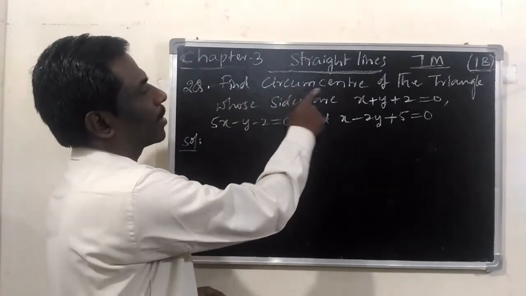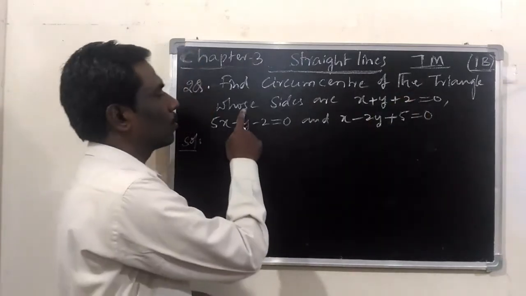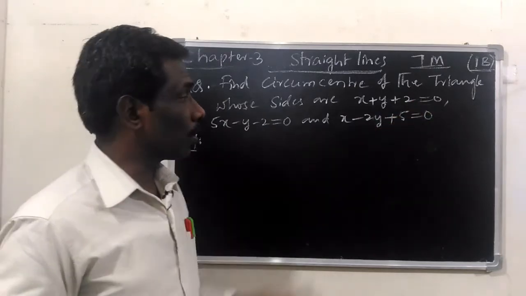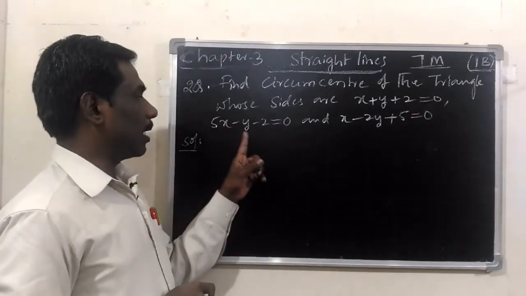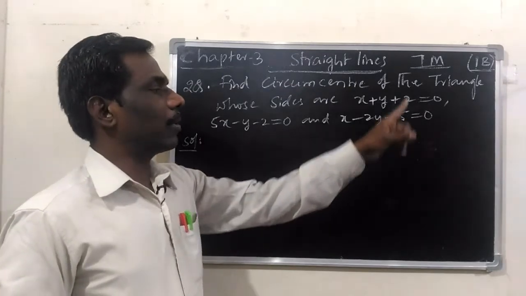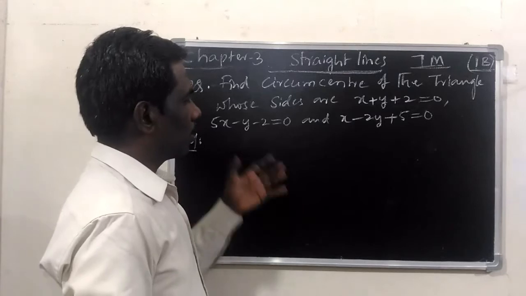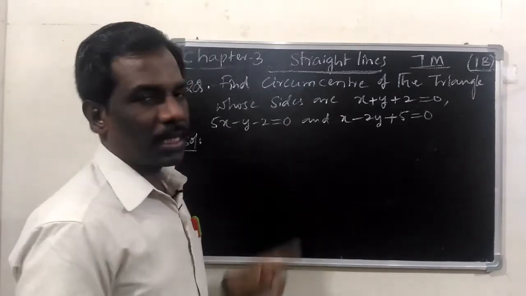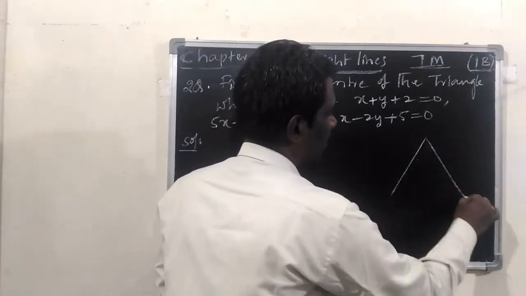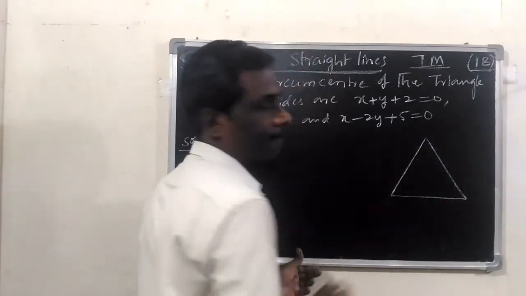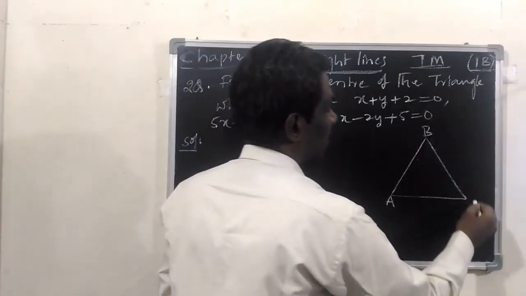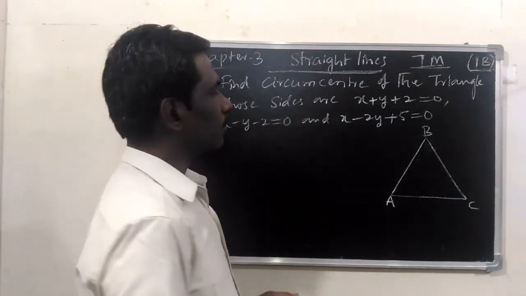Find the circumcenter of the triangle whose sides are x plus y plus 2 equal to 0, 5x minus y minus 2 equal to 0 and x minus 2y plus 5 equal to 0. So in this question they gave 3 sides of the triangle. So let us first draw a triangle like this. Name this vertex A, this is the B vertex and this is the C vertex.